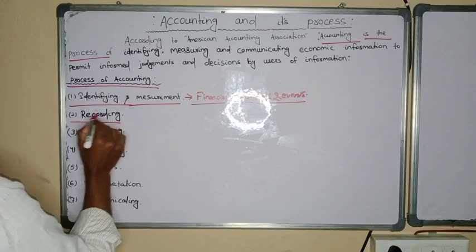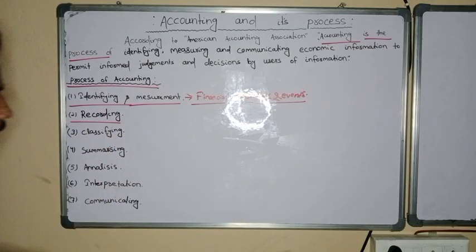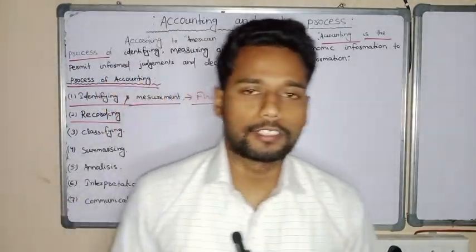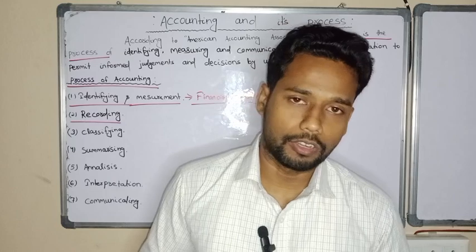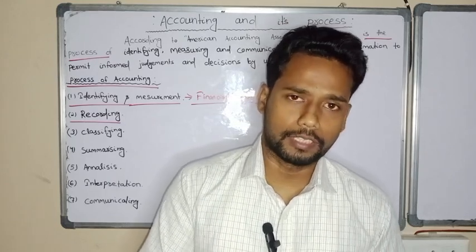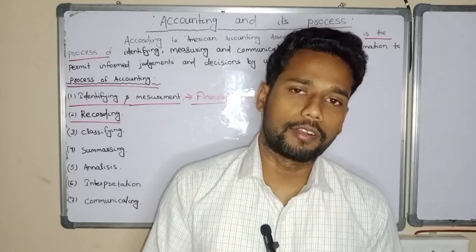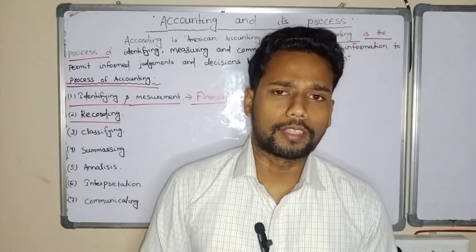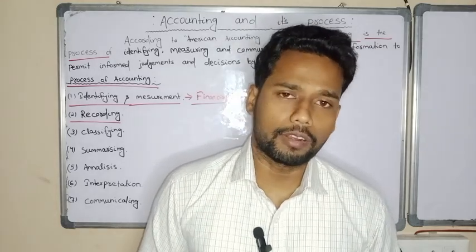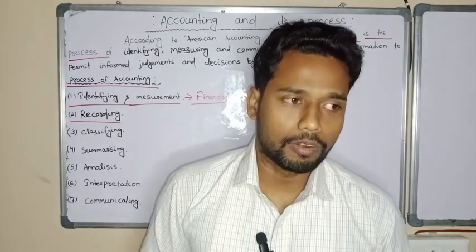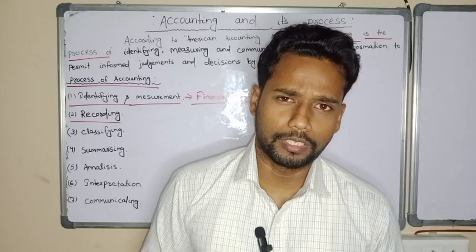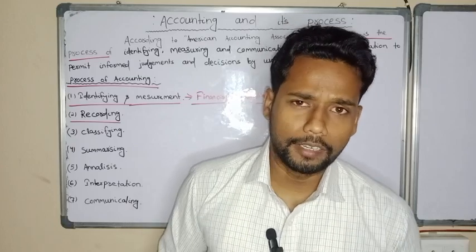The next step is recording. Recording all the identified transactions and events in the journal. So recording means we have to mention all the transactions in the journal. What is a journal? The journal is the primary book of entry, and we have to record chronologically. Chronologically means as and when they happen, due or received, whichever is earlier.